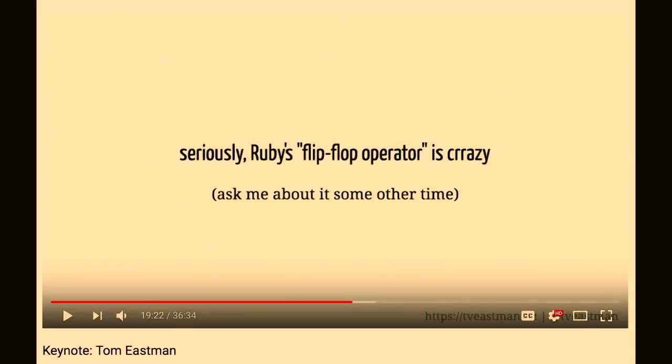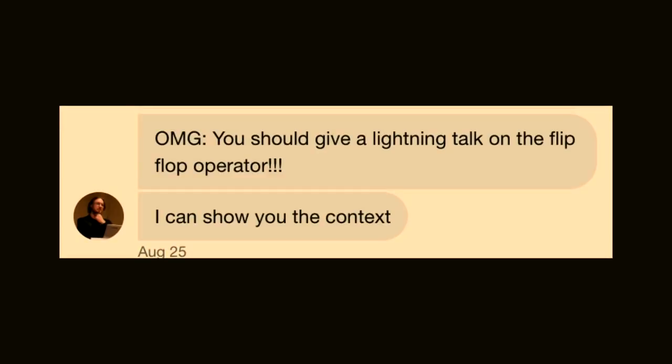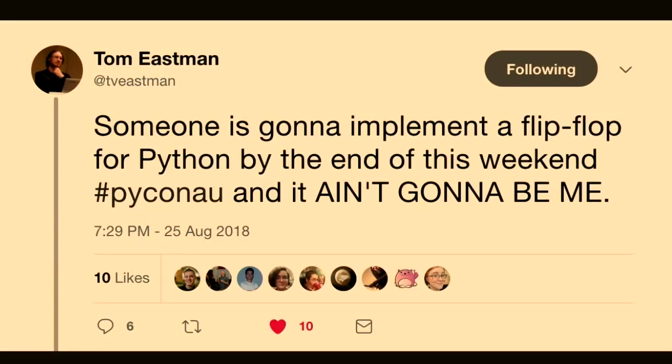So, again, for some background, for those of you who went around today, and to just dig in on blame Tom a little bit. Tom mentioned in his keynote, or kind of mentioned, Ruby's flip-flop operator, and suggested I do a lightning talk about it. I did. And then someone suggested that someone might implement a flip-flop operator for Python over the end of the weekend. Not just someone did that. At last count, we have 6 implementations. And we're going to judge them.